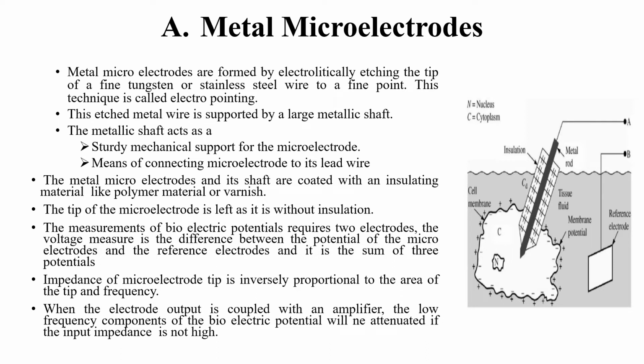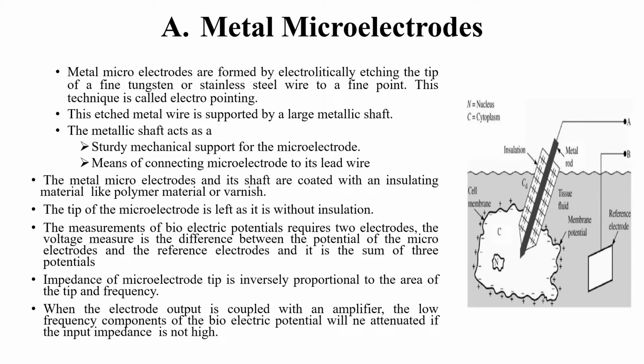Then the second point is the means of connecting the microelectrode to its lead wire. The microelectrode and its supporting shaft are usually insulated by a film of some polymeric material or varnish. Only the extreme tip of the microelectrode will remain uninsulated. Two different materials are used to make a supported metal microelectrode. That is, a strong insulating material is used for giving basic support, and a metal with good electric conductivity is used at the contacting portion of the electrode.